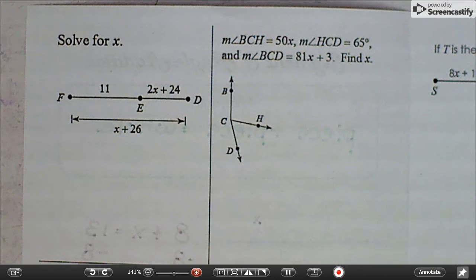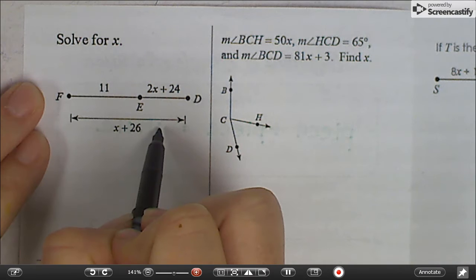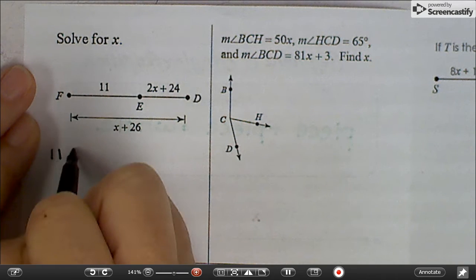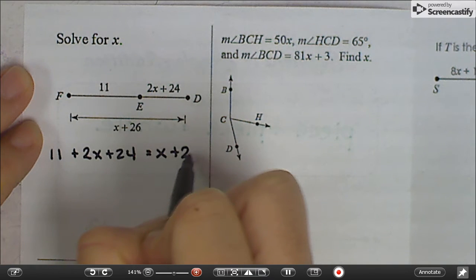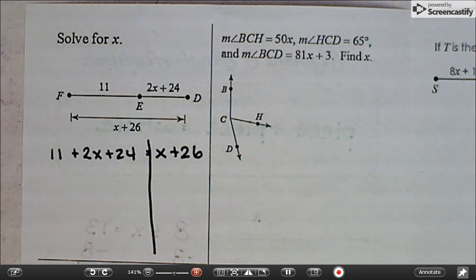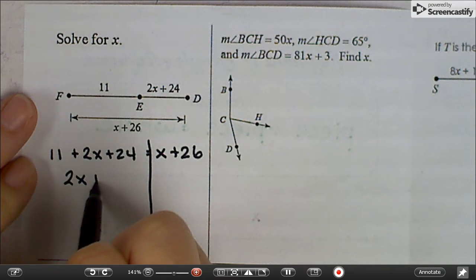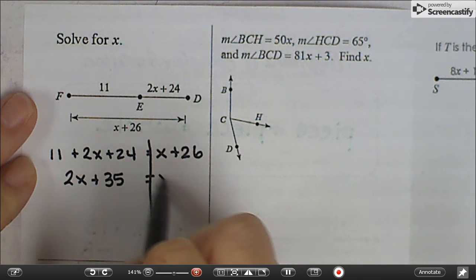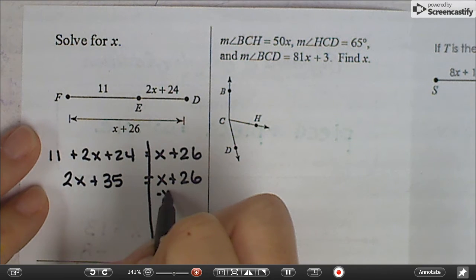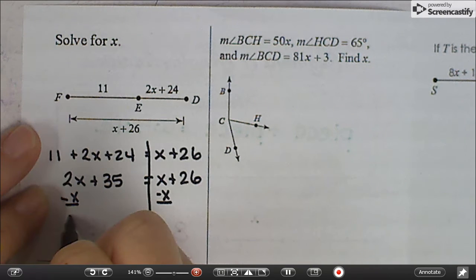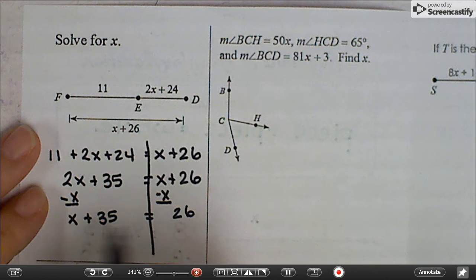And here's where the algebra comes in. We know that piece plus piece equals the whole thing. So we can do 11 plus 2x plus 24 equals x plus 26. Okay, we want to combine like terms on this side, so 2x plus 35 equals x plus 26. And then start moving stuff around. I'm going to subtract x here. X plus 35 equals 26, and then subtract.